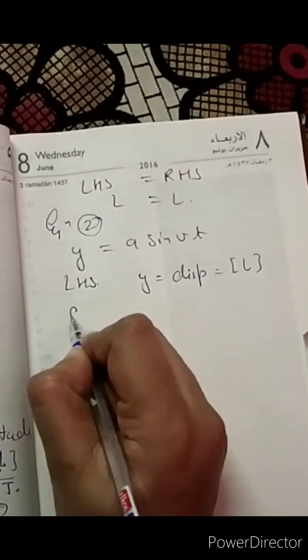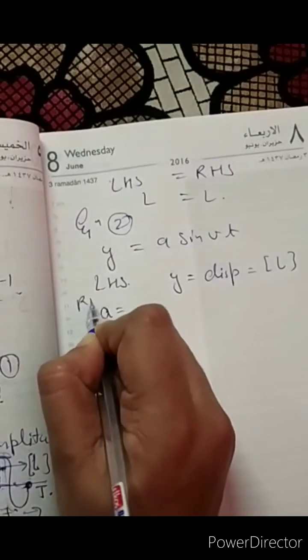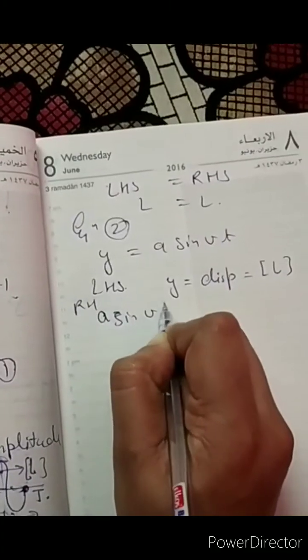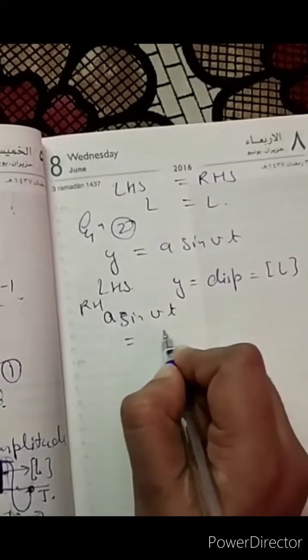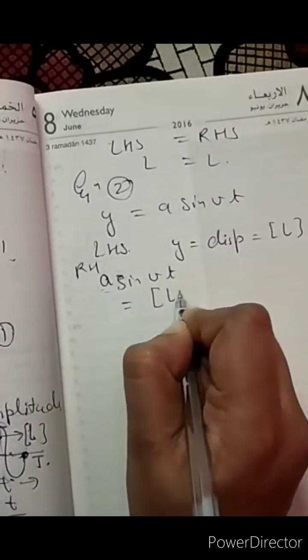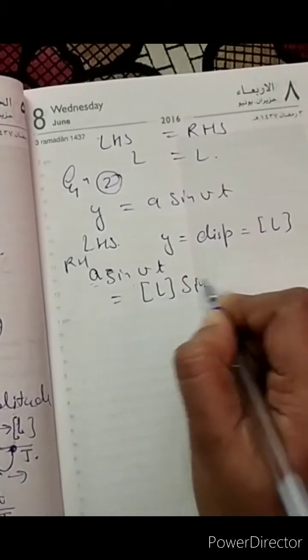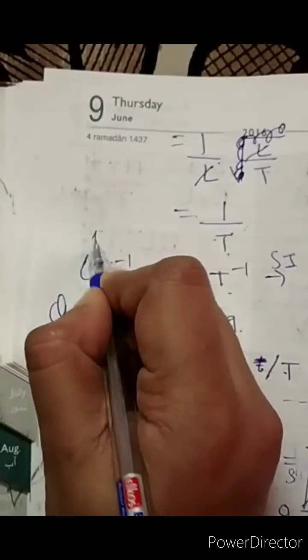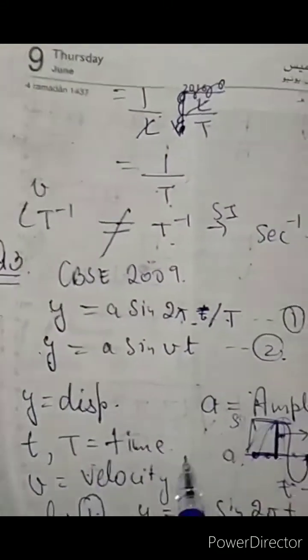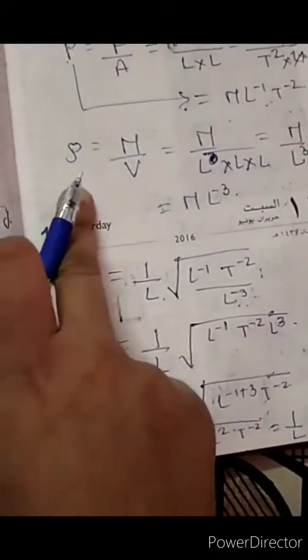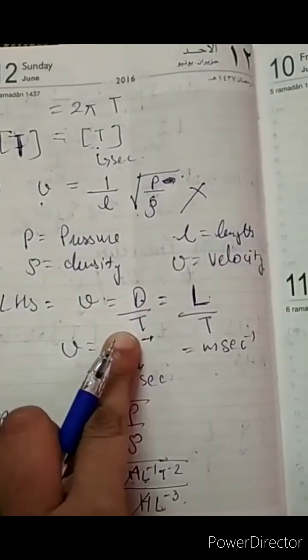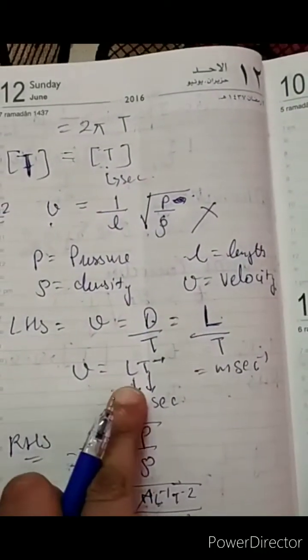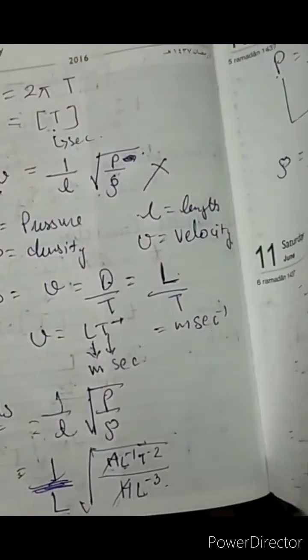Okay, what is A? Now RHS is A sine Vt. What is A? A is amplitude. Amplitude is L. Sine. V is velocity. We talked about velocity. V is equal to LT minus 1. Remember, V is displacement upon time, L upon T, that is V equals LT minus 1.